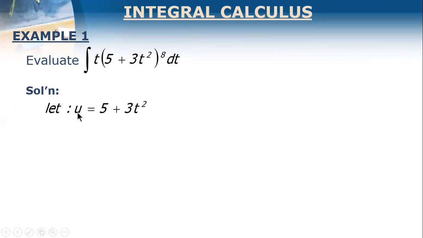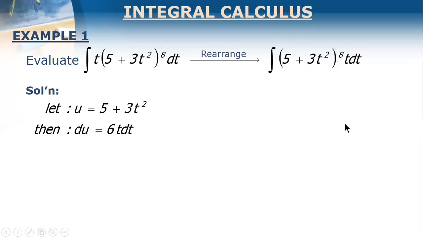So we have u equal to 5 plus 3t squared, and then differentiate. Since t is already replaced by u, then we have to replace dt by du. So you differentiate this. The derivative of a constant is 0. The derivative of 3t squared using the power formula is 6t dt. So we have t and then dt. That's okay. And therefore, first we have to rearrange this so that it will fit. So let's rearrange and we have this.